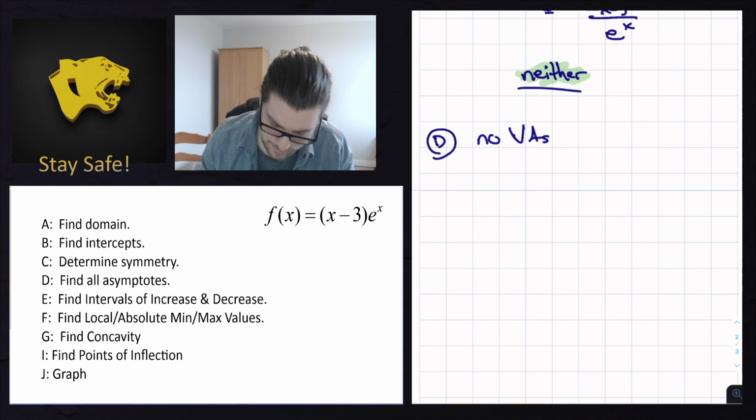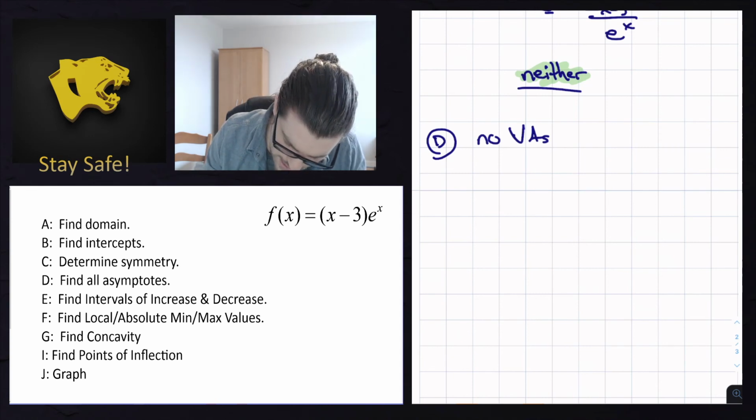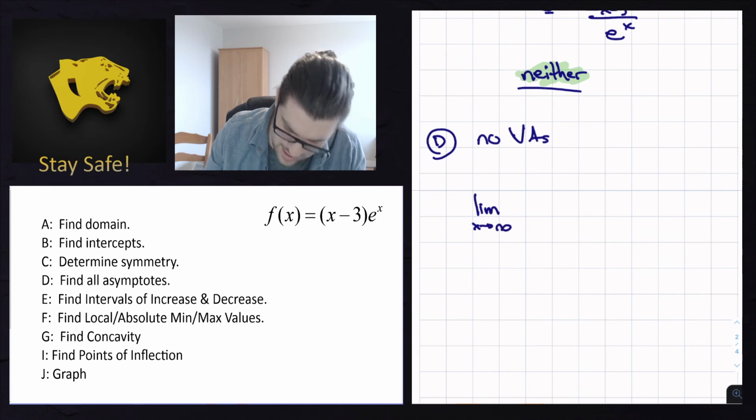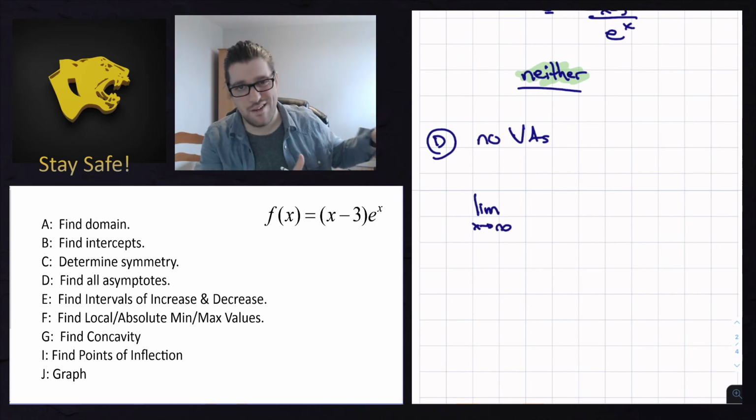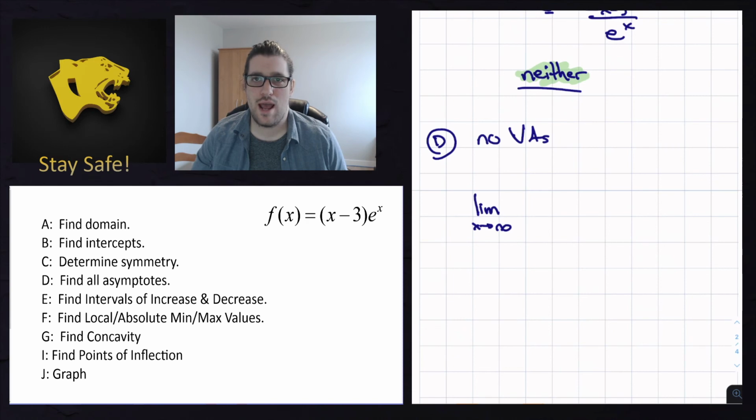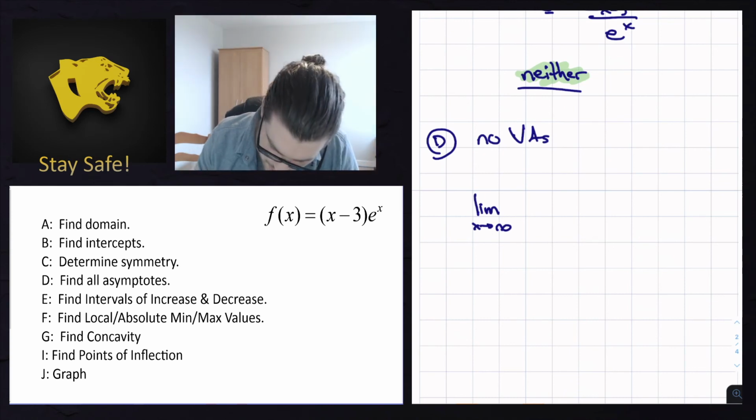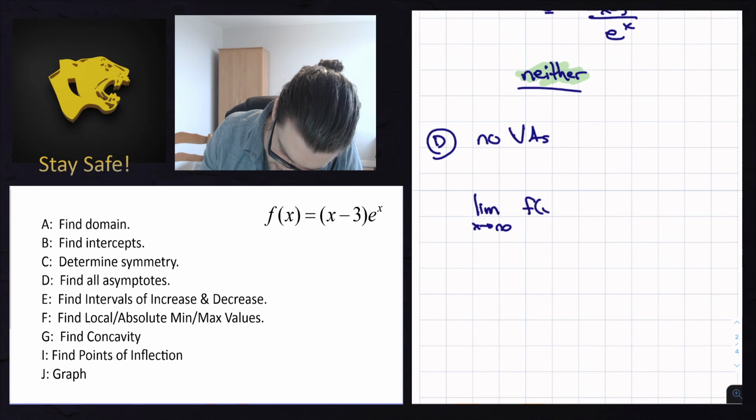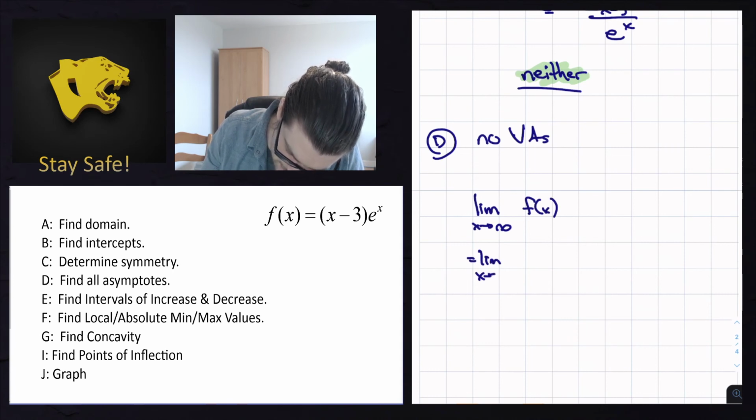Horizontal asymptotes, though, are defined as what happens to the function as you get really, really big values of x, or what happens to the function when you get really, really big negative values of x. So approaching positive infinity, approaching negative infinity. So the limit as we approach positive infinity of the original function is, probably could have just written down the original function, x minus 3 e to the x.